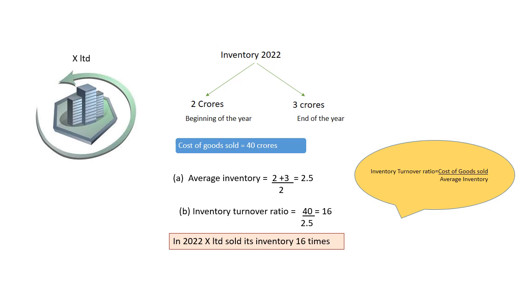So it will be 2 plus 3 divided by 2 is equal to 2.5 crores, and then after that the inventory turnover ratio will be cost of goods sold divided by average inventory, and that comes out to be 16, which means that in 2022 X Limited sold its inventory 16 times.